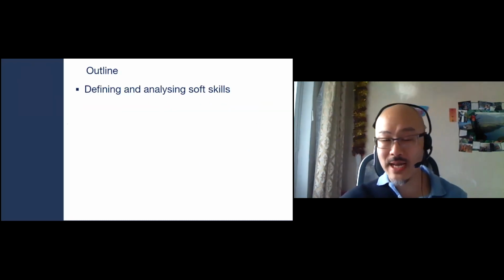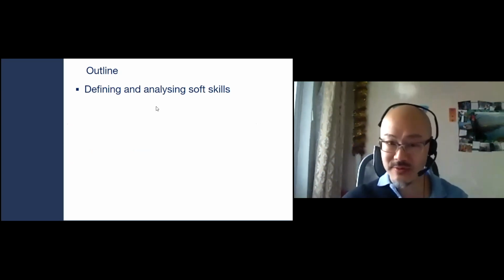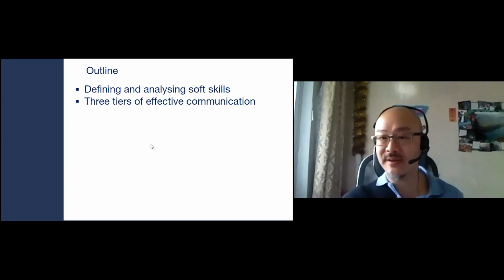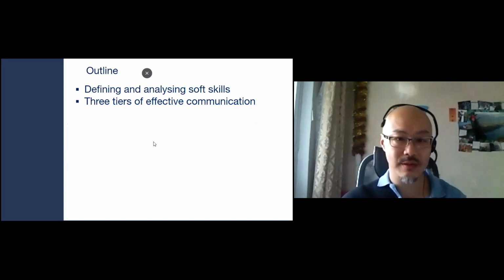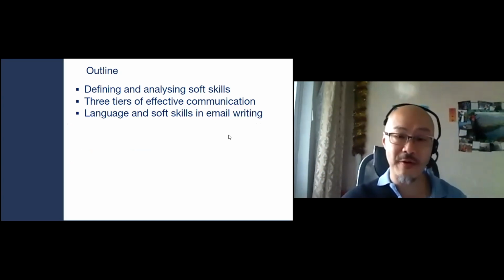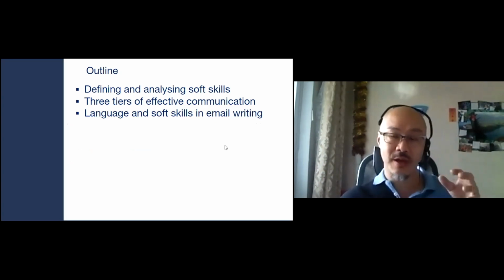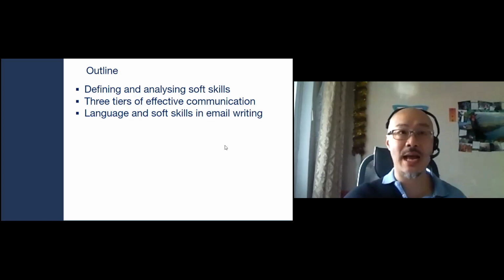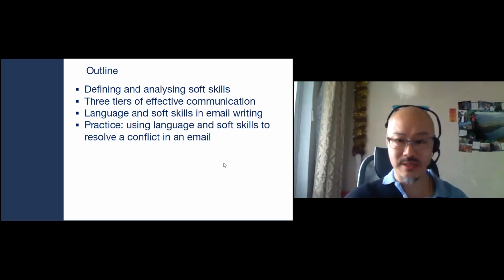So here are the bits that we'll be looking at today. Defining and analyzing soft skills. Three tiers of effective communication. Language and soft skills in email writing. We're pretty much going to be focusing on the writing part, communication in emailing. This will also work with messaging, but not so much with speaking for now, though the concept and how it works will apply anyway. Then, practice using language and soft skills to resolve a conflict in an email.